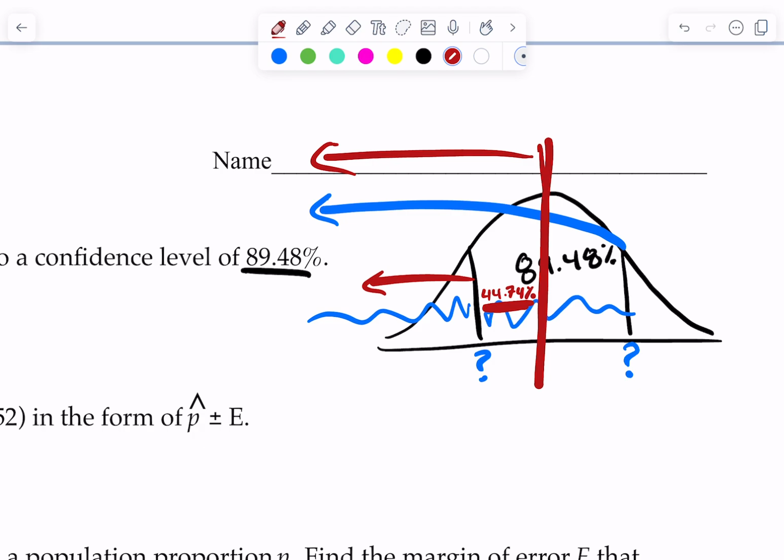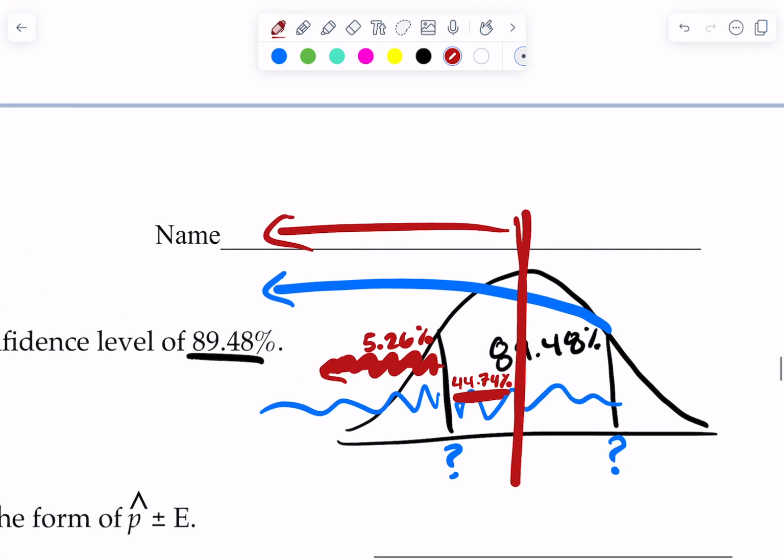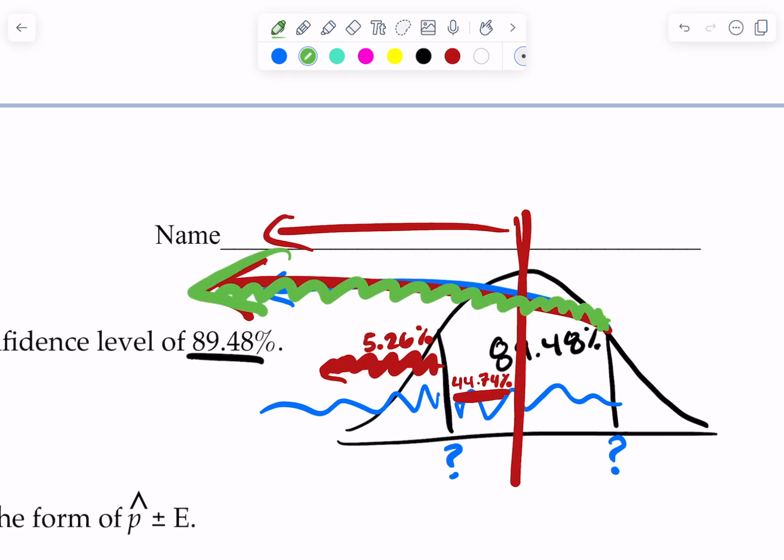Okay, so if that's 44.74, what would the rest of it be? I'm trying to figure out what this is right here. 5.26%. Okay, so if I'm trying to find what's from here on back, you go to 5.26 on your Z chart. There are a couple of different ways to look at it. I'm going a different way.